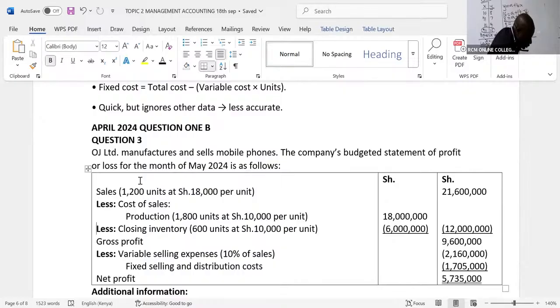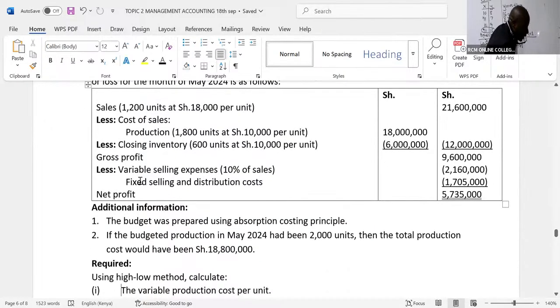Now, if you go down there, ladies and gentlemen, you'll be able to see under additional information, the budget was prepared using absorption costing principle. That's irrelevant. They're giving you noise. They're giving information to confuse you, to just ensure that you fail. I mean, these are sadists of examiners. They will not go to heaven, right?